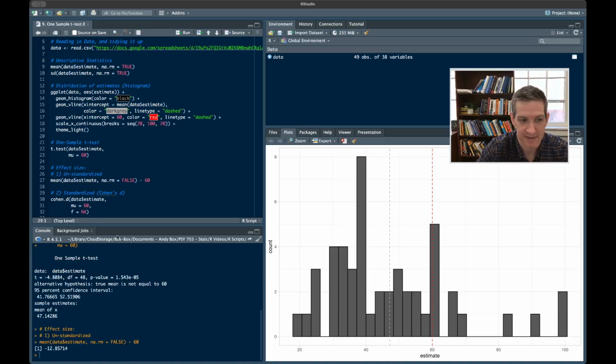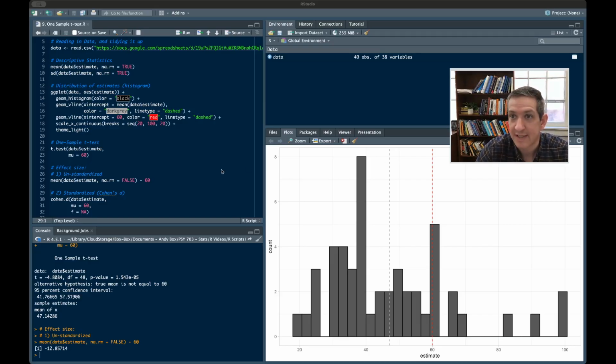This is just basic arithmetic here. We get a difference of about 13. Now, in other words, let's not overcomplicate this. Our sample underestimated the number of skittles by about 13 skittles. I know what skittles are. That's a meaningful unit. So I think this is a case where the raw or the unstandardized effect size is actually pretty useful on its own.